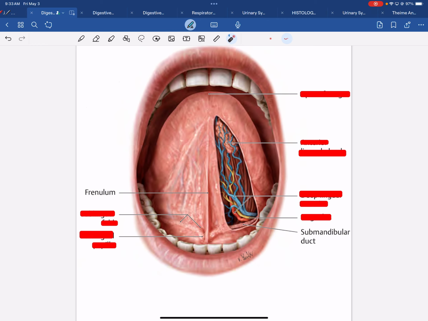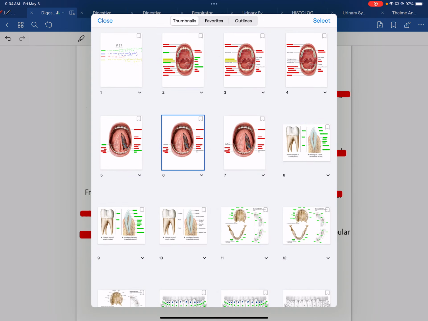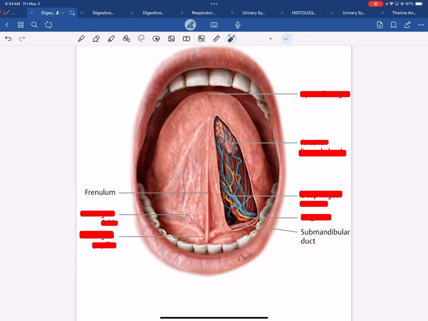Okay, what's the function of the submandibular duct? Like extruding. Okay, to move saliva from the gland into the oral cavity. The saliva has a serous and a mucus portion. Yes, good.